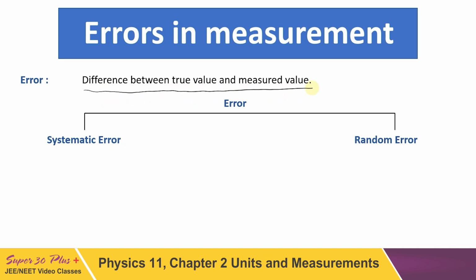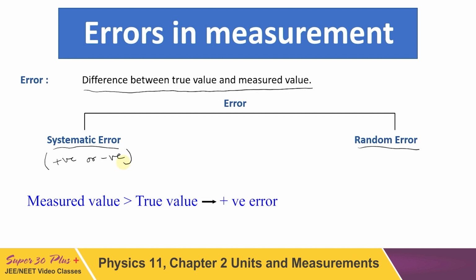Now I am going to categorize the error, how it can be categorized. If based on origin we categorize the error, it can be categorized in two ways. One is systematic error and the other is random error. What is systematic error? Systematic error is when we get either only positive error or only negative error. Then it is called systematic error. Now what is positive or negative error? When the measured value is more than the true value, that is called positive error. When it is less than the true value, that is called negative error. Right?